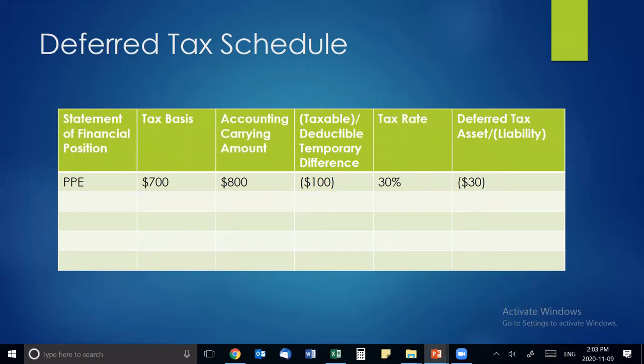So this schedule works really well for PP&E because we have tax basis, which is our UCC, we have a carrying amount, which is our net book value, and then we can subtract the two to get our temporary difference. We need to do this for all our temporary differences. So this is great for PP&E temporary differences.